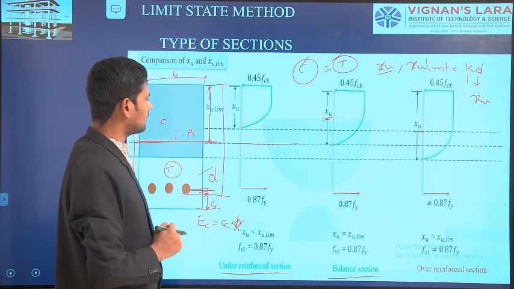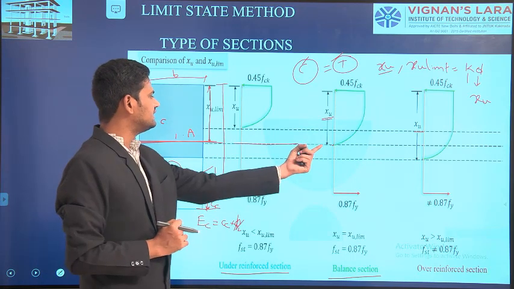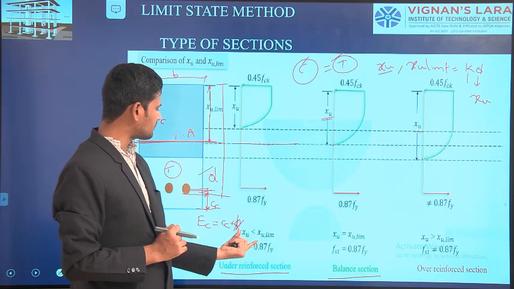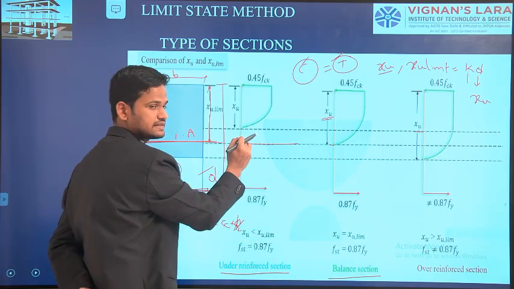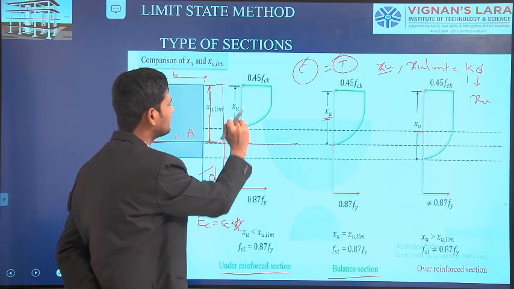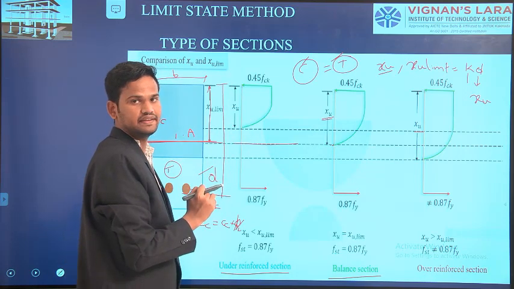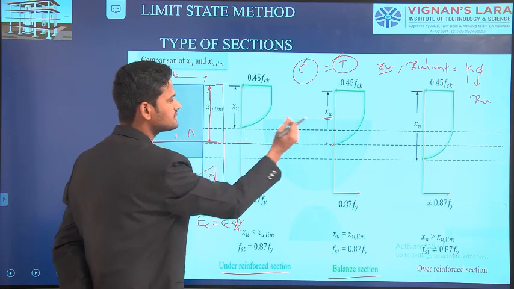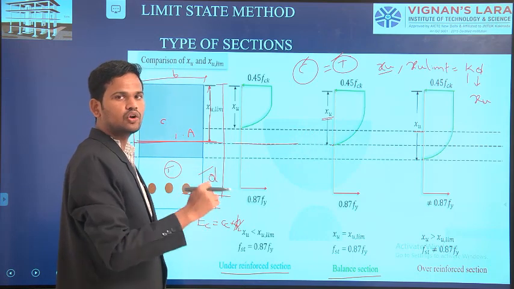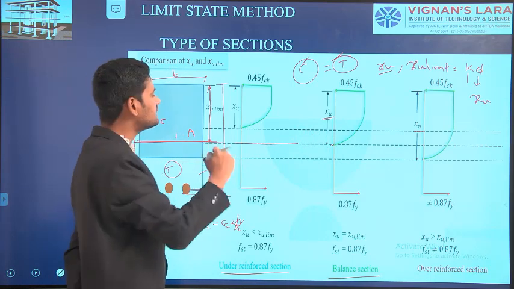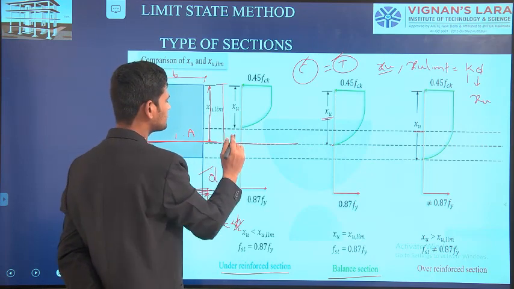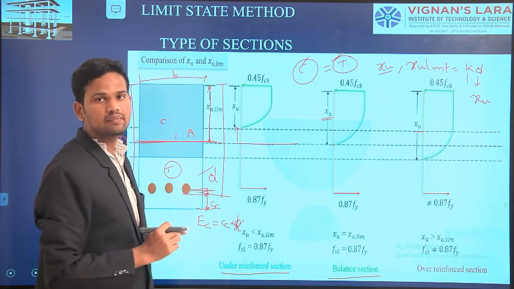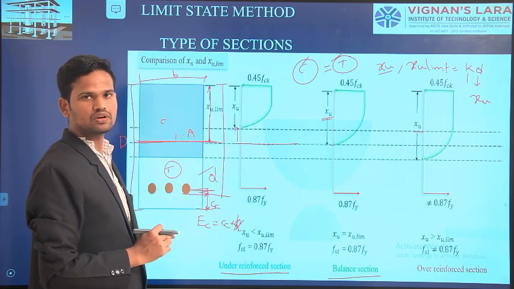If you check here, this is the neutral axis for the balanced section. Again, if you observe here, the neutral axis for the under reinforced section is somewhat higher. That means it is above the balanced section. The neutral axis changes its position to a higher side, that means it changes to this depth. That depth we are providing is called the limiting depth of the neutral axis.